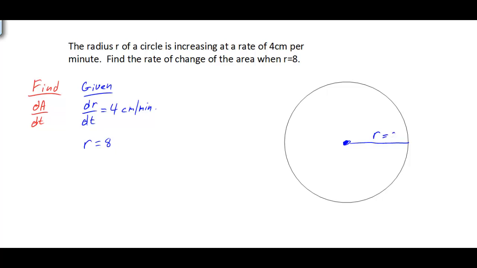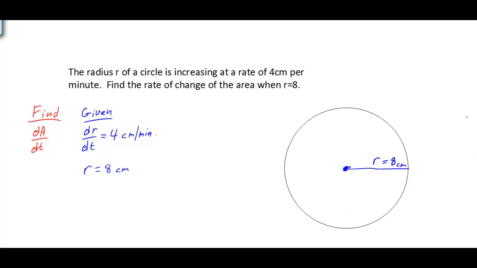8, and this should be 8 centimeters, we want to know how fast is the area of the circle changing at that instant. We know the radius is changing at 4 centimeters per minute, so how fast is the area changing? So that means we need to calculate dA/dt.